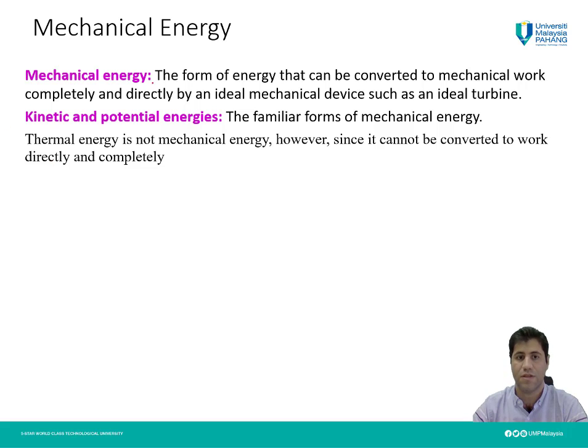So, first of all, from this sentence, you should distinguish between mechanical work and mechanical energy. Mechanical energy is the reason to have to do a mechanical work. And as you may guess, two main forms of mechanical energy are kinetic and potential energies. These two are familiar forms of mechanical energy.